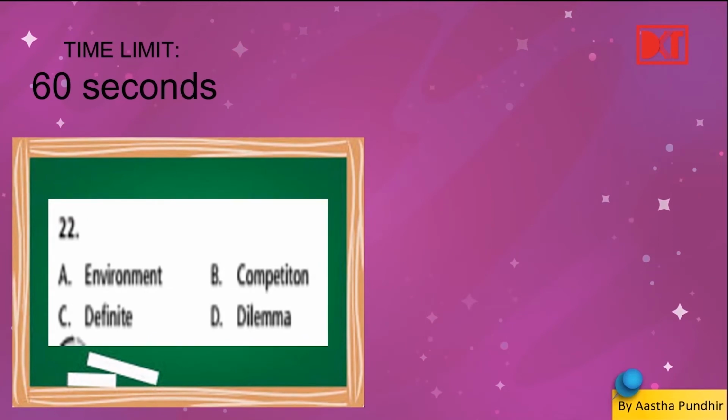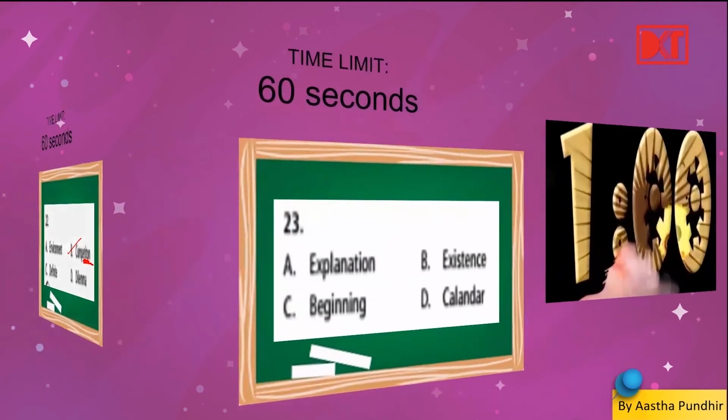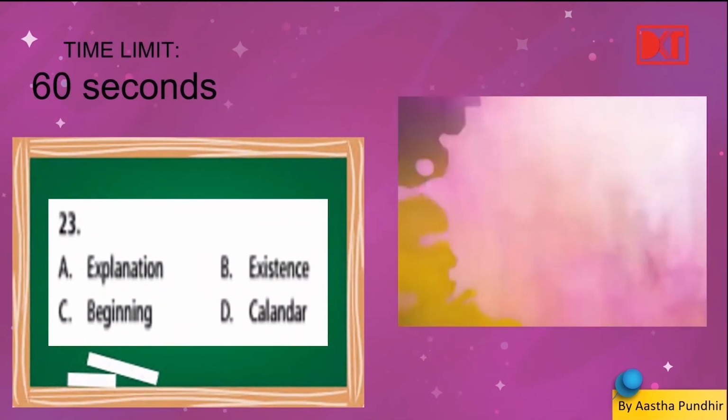Alright, here again we have to choose the incorrectly spelt word, which is the misspelled word. So here the misspelled word is B, competition. Now the correct spelling for competition is COMPETITION, not TUTION, rather TITION. Alright. So your time starts now.